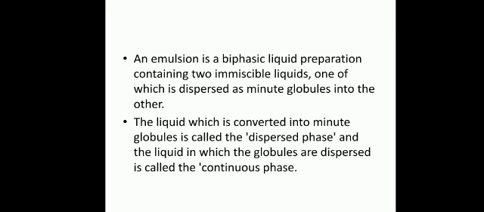So remember that an emulsion is a biphasic liquid preparation containing two immiscible liquids, one of which is dispersed as minute globules into the other. The liquid which is converted into minute globules is called the dispersed phase, and the liquid in which the globules are dispersed is called the continuous phase.